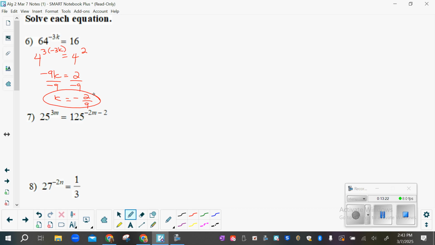Because how do we get 2? 4 squared is 16. I have to change both the bases. I can't just change one of them. They have to be the same. Okay, guys?